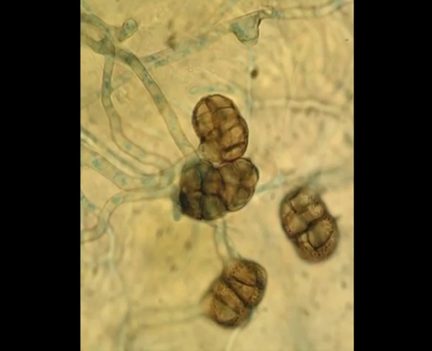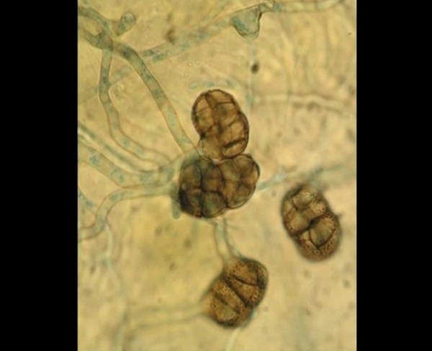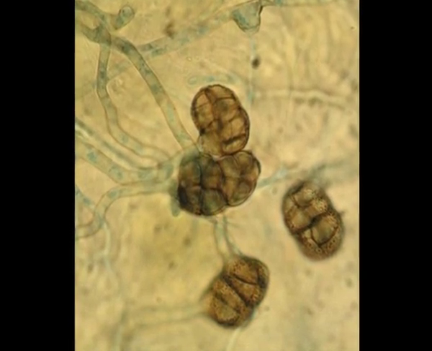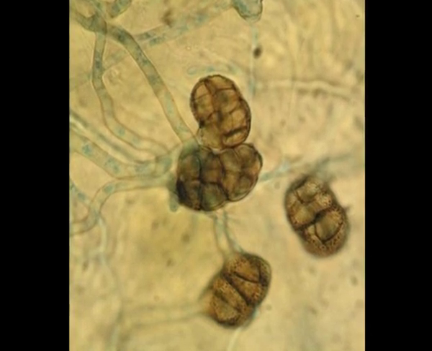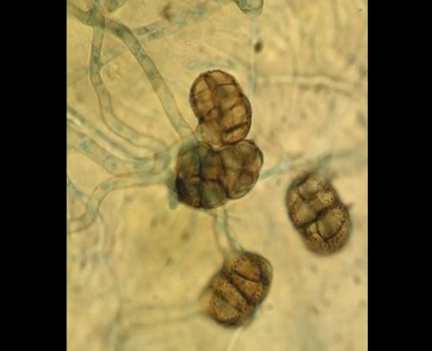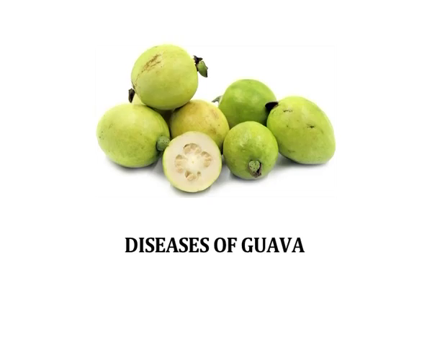Conidia are light to medium golden brown to olive brown in color, and each has a conspicuous basal scar-like zone. Asci are cylindrical to clavate in shape. Ascospores are ellipsoidal and the upper half is narrowly tapered. Next is the diseases of guava.